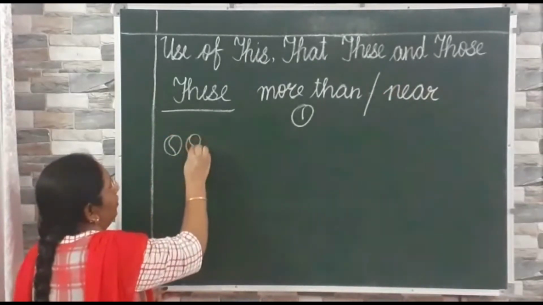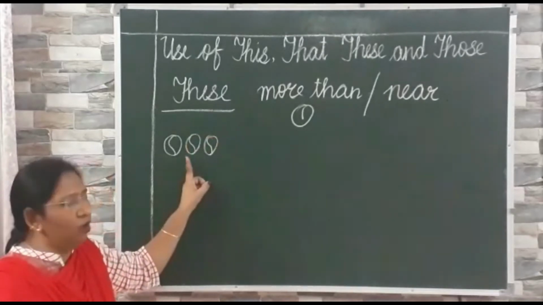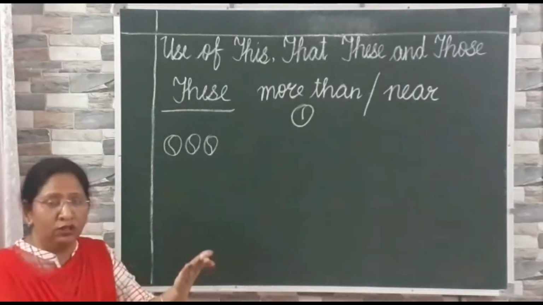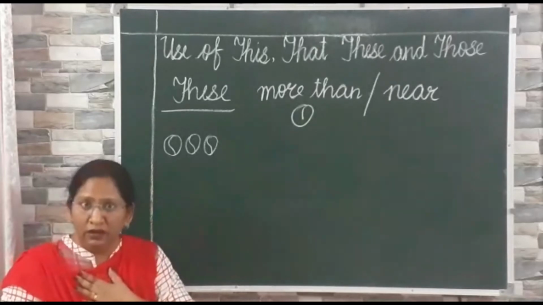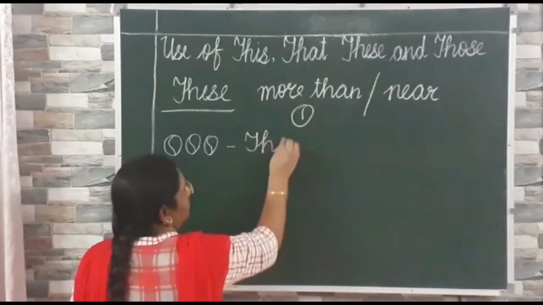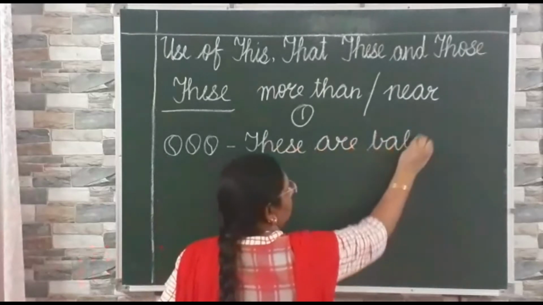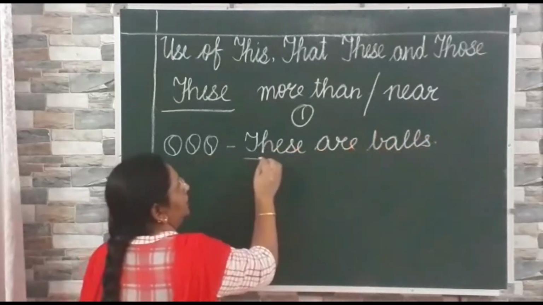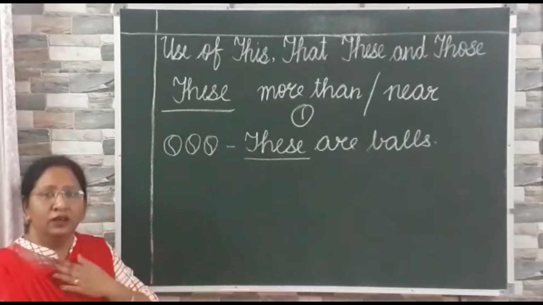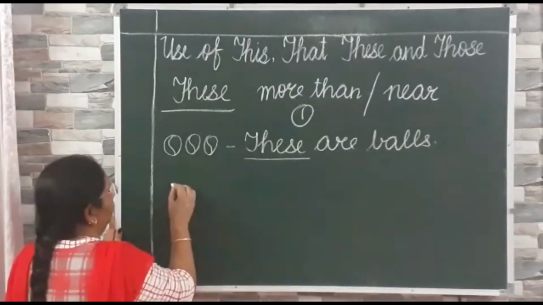What do you see? Balls. And how many balls are there? 3. 1, 2, 3. And 3 is more than 1. And the balls are near also, isn't it? So what will we write? These are balls. Okay? These are balls because balls are more than one and near to us. So these are balls. Let's take one more example.